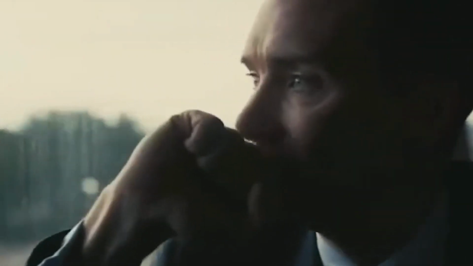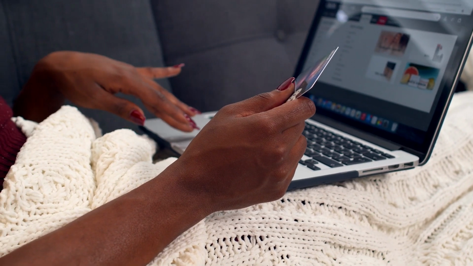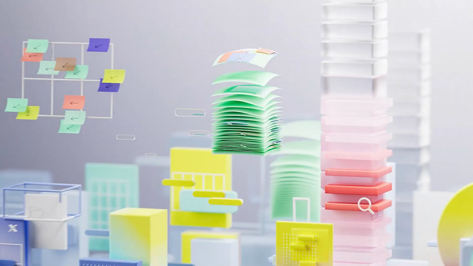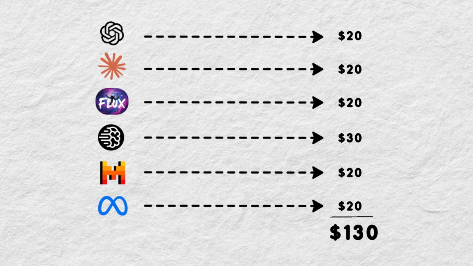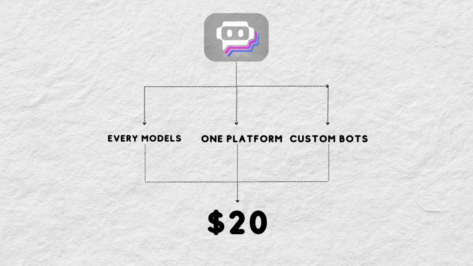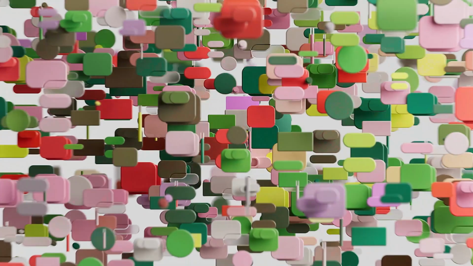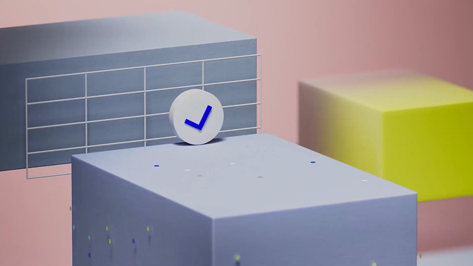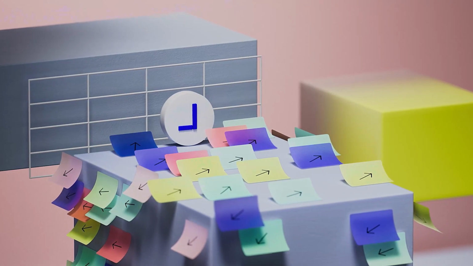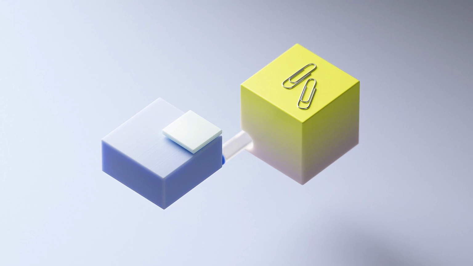Now you might be thinking, this sounds great, but it must be expensive, right? Here's where Po really shines. If you were to subscribe to each of these AI models separately, you would be looking at over $130 per month. But Po offers access to all of these models, plus the ability to create custom bots, for just $20 per month. That's a saving of over 80%. It's like getting a buffet of AI capabilities for the price of a single dish. Po gives you access to the right AI tool for the right task, allows you to create custom AI assistants, and does it all at a fraction of the cost.